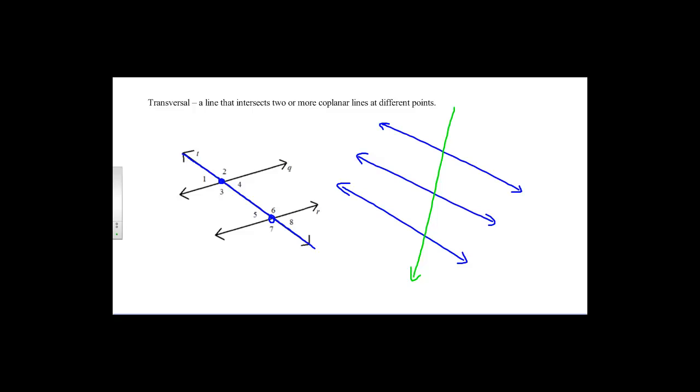Our next definition is a transversal. A transversal is a line that intersects two or more coplanar lines at different points. So in this particular case, line T here is my transversal. It intersects two other lines, lines Q and R, at two completely separate points. You could have a transversal that intersects more than two parallel lines. In this case, this line right here would be a transversal, transversal A. It crosses these other three lines at three separate distinct points.